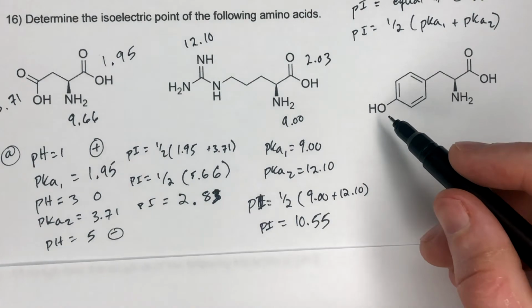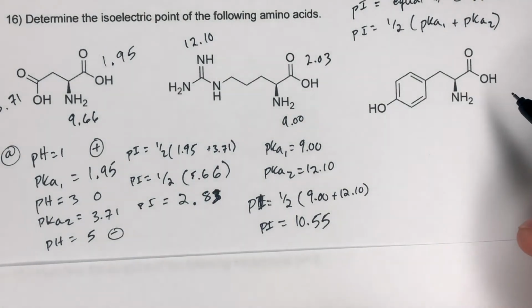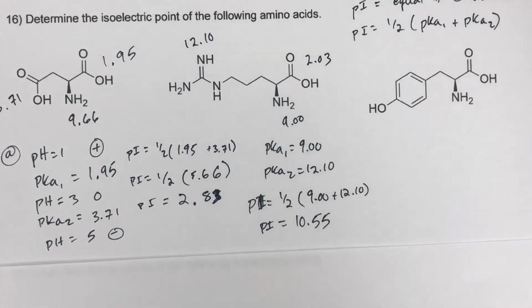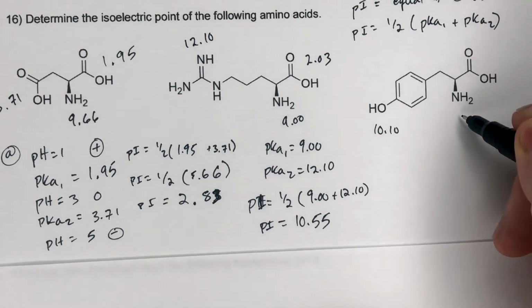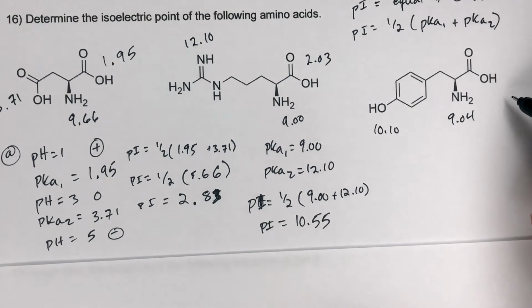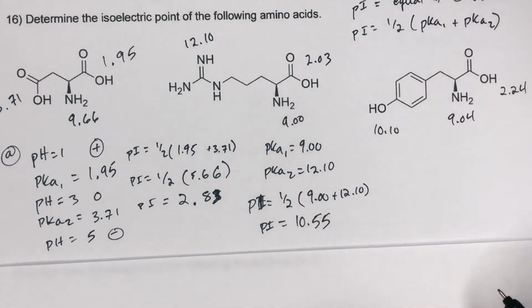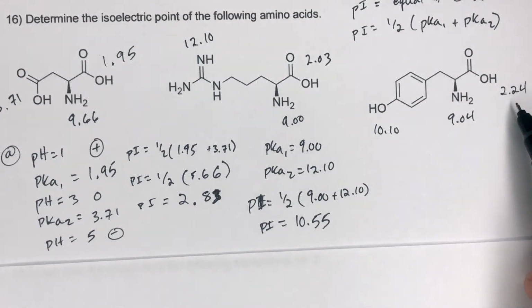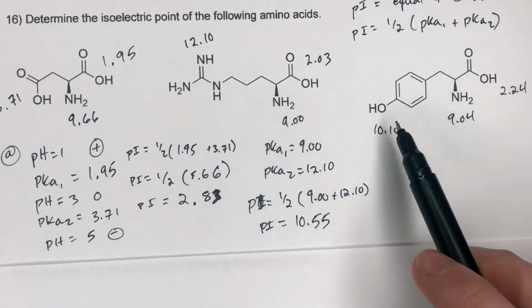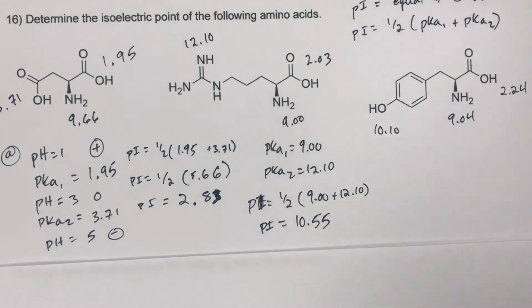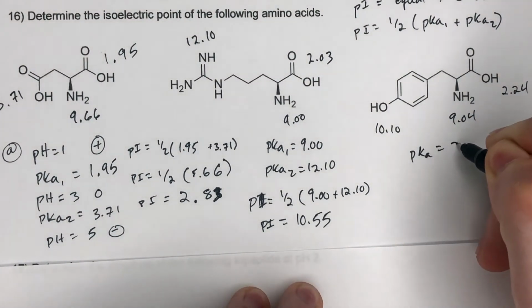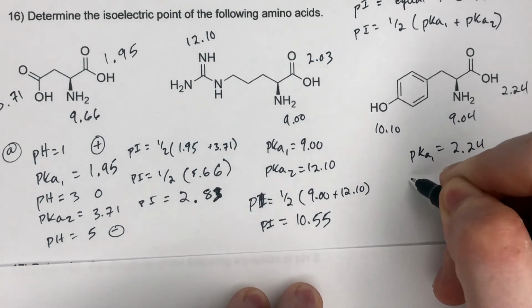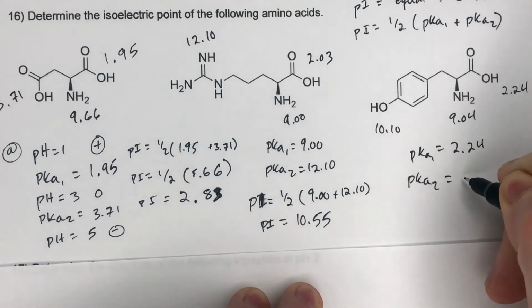So if we look for tyrosine, let's see here, tyrosine's got 10.10. The nitrogen of tyrosine is 9.04, and then 2.24 for the alpha carboxy group. So at pH lower than this one, we're going to have neutral, positive, neutral, so +1. So our pKa1 is that 2.24, which means pKa2 has to be the nitrogen one.